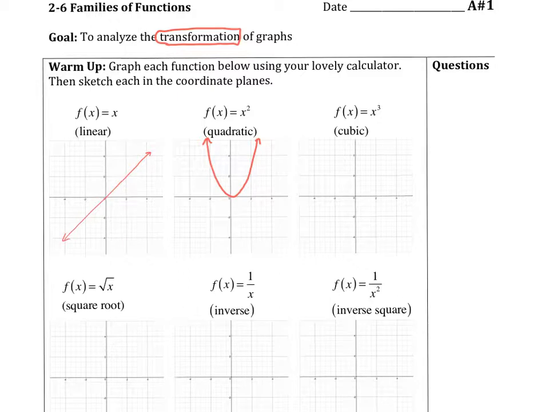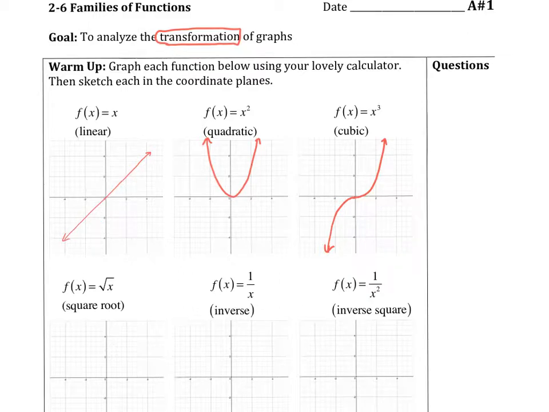basically look like. So when I graph the function f of x equals x, you just get a straight line. We call that a linear function. If I plug this into my calculator, f of x equals x squared, I get this shape right here. This has a special shape. It's called a parabola, and we call the function a quadratic.